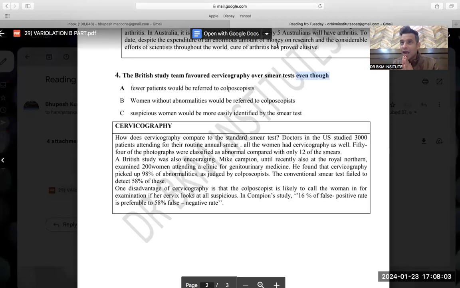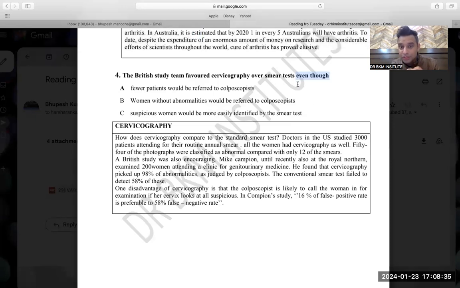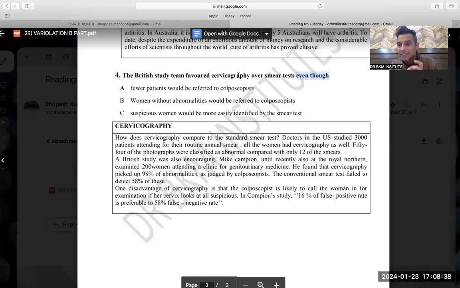Again, let me give an example. I will prefer to play cricket over basketball, even though basketball is my favorite game. So I am talking positive about basketball. Today, I will prefer cricket over basketball, even though I don't like cricket. So I'm talking negative about the first thing or positive about the second thing. That is where you understand the question. So I have to find something positive about the smear test or something negative about cervicography. When you can understand this, the question will become very simple.